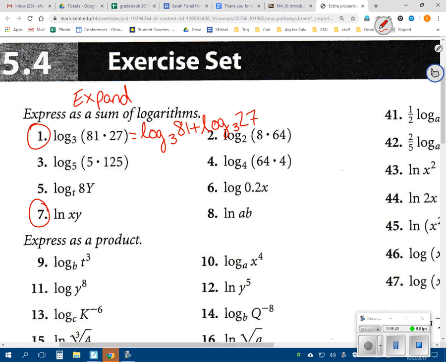These properties also hold for natural log because, of course, that's just a log with a base e. So this one would be natural log of x plus natural log of y.